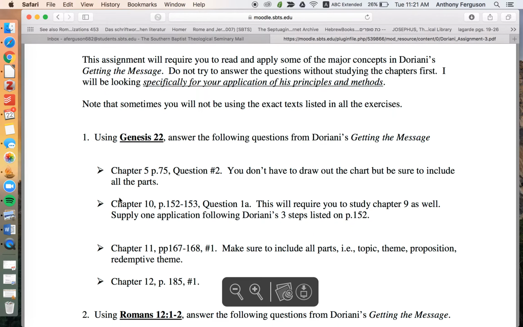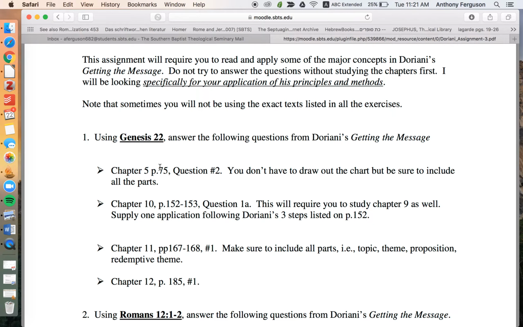So we need to have the book in addition to these instructions because the book is more explicit, has fuller instructions. So not just this, but they need to be looking at the book as well. For example, chapter 5, page 75, question 2. They don't know what the question is. They have to look in the book to see the question. So we need to go off the book's instructions.